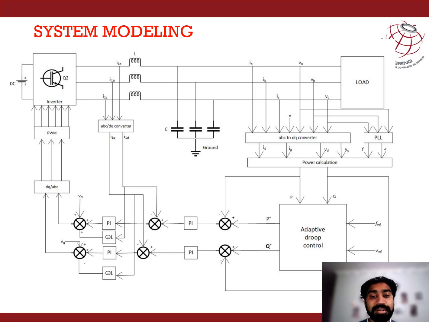This is the system modeling that we have used to create our MATLAB simulation model. Here the inverter is connected with the LC filter and that is further connected with the load. The load side current and voltage are measured and converted from ABC to DQ reference form to calculate the power at the grid side, and a phase locked loop is also employed to have the power calculation in terms of frequency and the reference angle. This power calculation is compared with the reference active and reactive power generated by adaptive droop control, and the error is sent to the power PI controller, and the output of the power PI controller is further sent to the current PI controller, and the output of that current PI controller is converted into the DQ reference, and then the gate pulse is generated for this inverter.